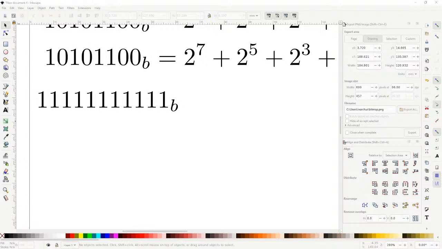This number is equal to 2 to the 0 plus 2 to the 1 plus 2 squared plus 2 cubed plus 2 to the 4th power plus 2 to the 5th power plus 2 to the 6th power plus 2 to the 7th power. And then I have to count. So I did 0, 1, 2, 3, 4, 5, 6, 7, 8, 9, 10. So I did exactly 10. Or I guess actually I did 11.